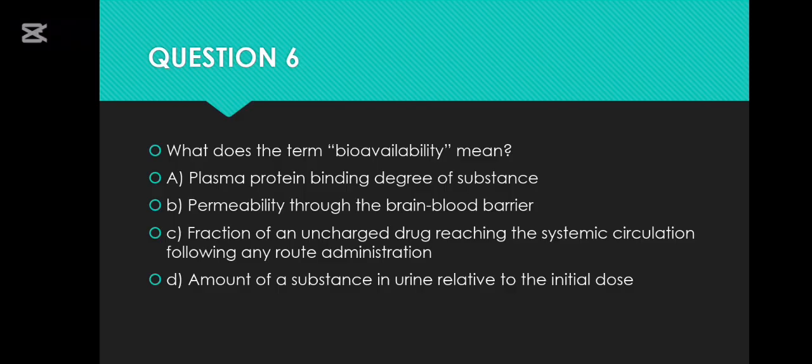So this is what bioavailability is, but we still have options. So if we find a better option than C, then we are going to go with that option. If we don't find any option, then we are going to remain with C. Then let's look at D. D, the amount of a substance in urine relative to the initial dose. This has basically nothing to do with urine. So we haven't found any answer better than C. That means C is the best answer.